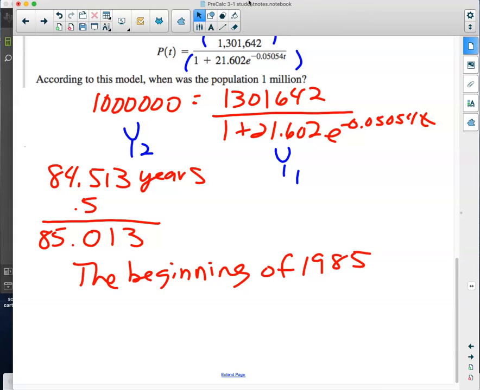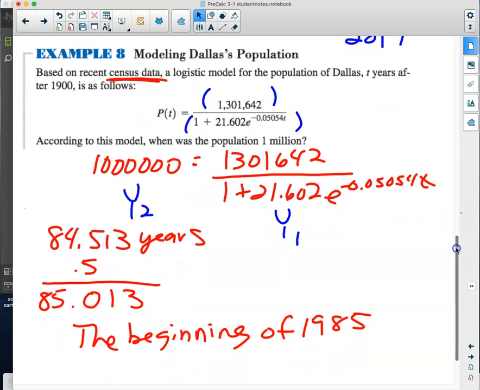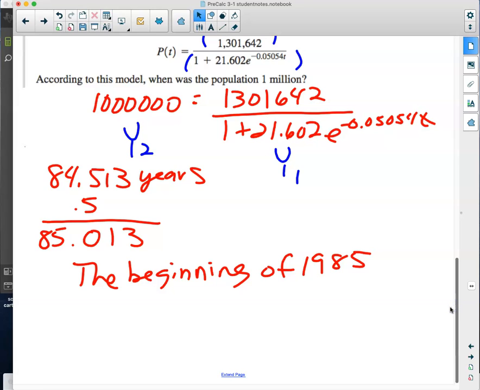Because this data started in 1900, and this time this information wasn't given in tables. It was given in the words of the problem. So census data tells us we have to use the 0.5. T years after 1900 tells us, hey, that's our 0 year. And so sometime at the beginning of 1985, we'll get all of that. So this section took us 3 days to make our way all the way through all those objectives and see every chunk of information that we had to know about our exponential and logistic models.